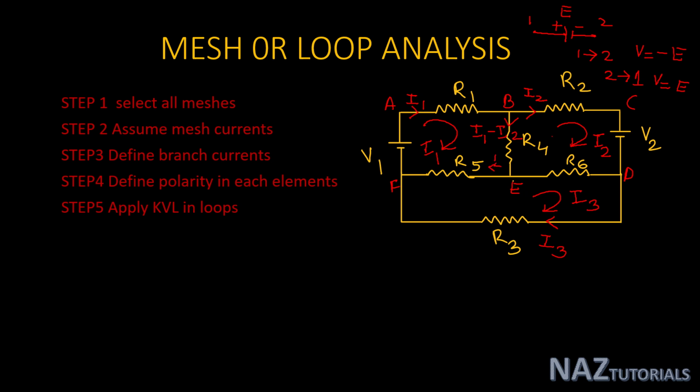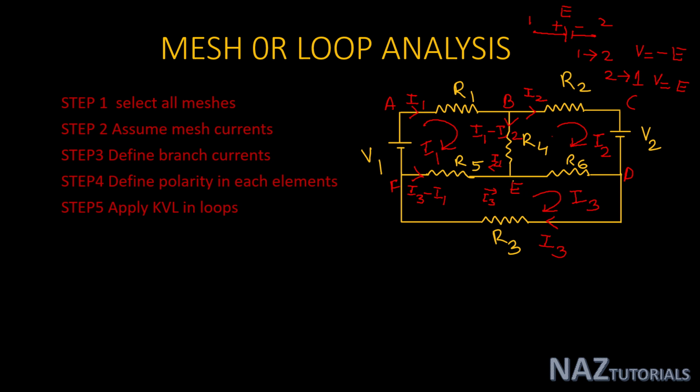I1 is flowing from E to F, and I3 is flowing from F to E. That means these two currents are in opposite directions, so the net current will be the difference of these two. If you select the net current from F to E, that means I3 minus I1. Okay. Now come to the next resistor, R6.